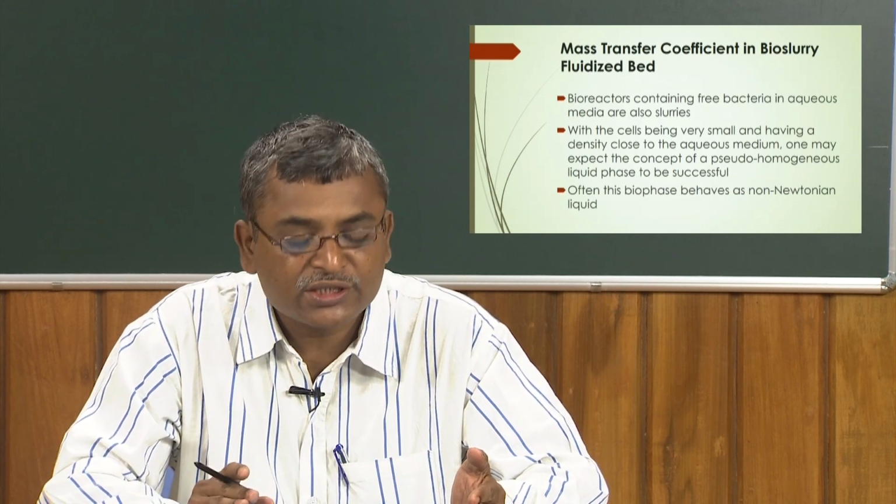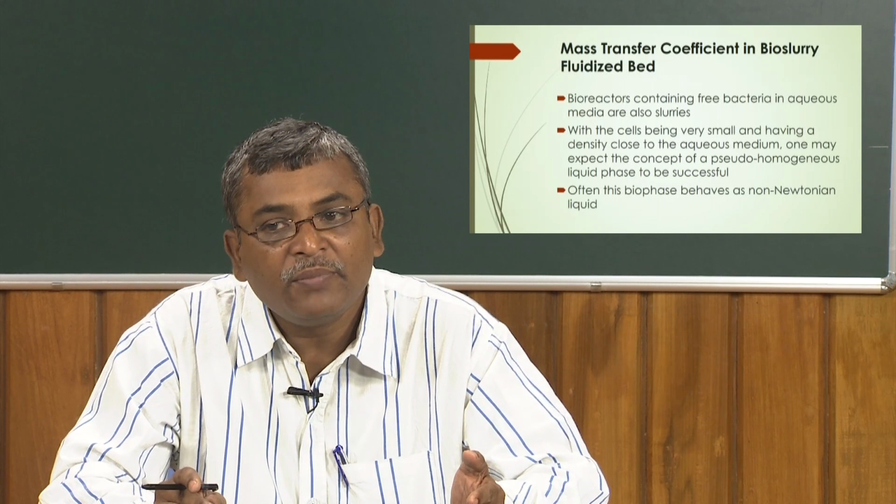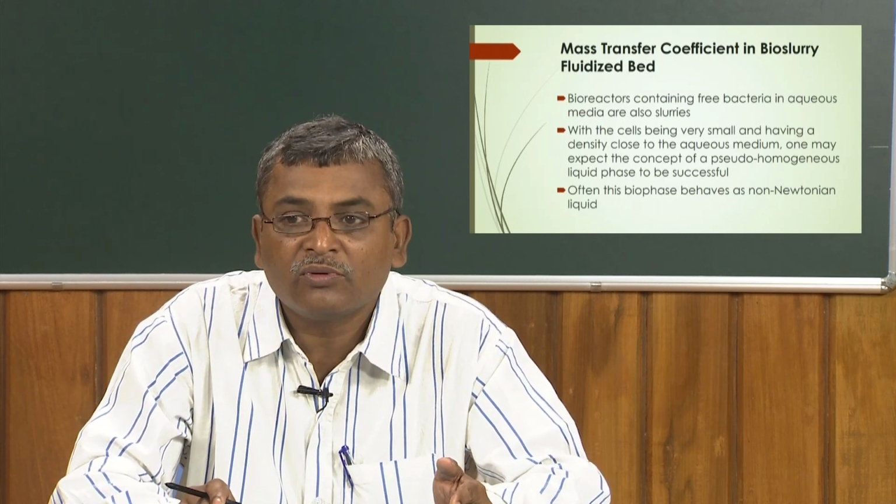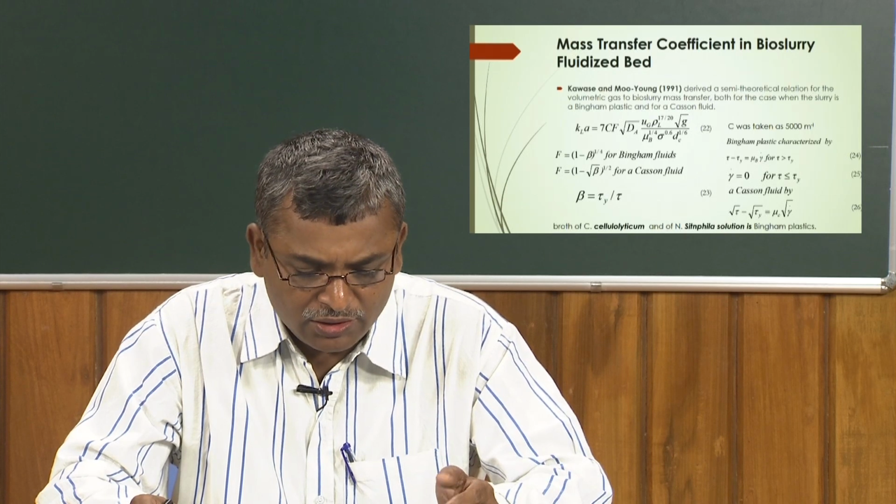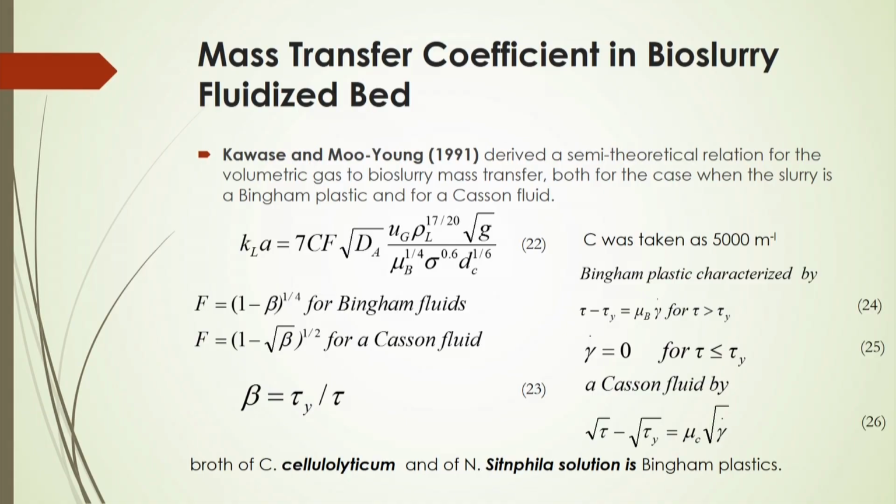You can use those correlations given previously to predict or calculate the mass transfer coefficient inside the bed. Now, you will see that Kawase and Moo-Young have done several experiments and have suggested the same empirical correlations for the volumetric gas to bioslurry mass transfer, both for the case when the slurry is a Bingham plastic and for the cation fluids. So, equation 22 can be used to calculate the mass transfer coefficient for the Bingham plastic fluid.